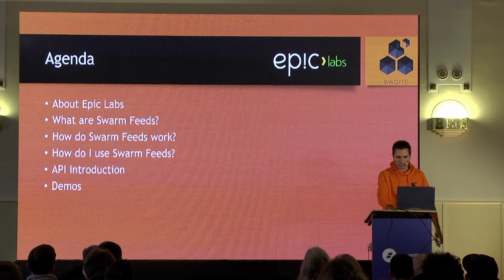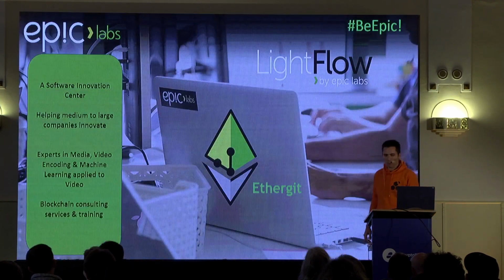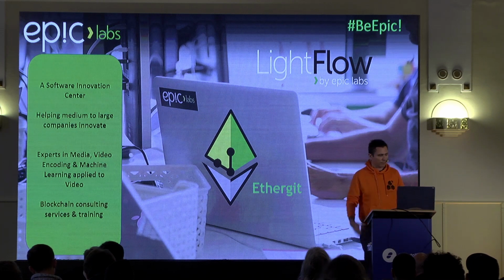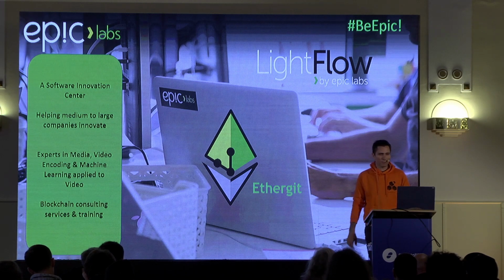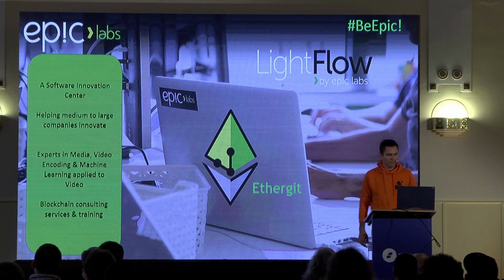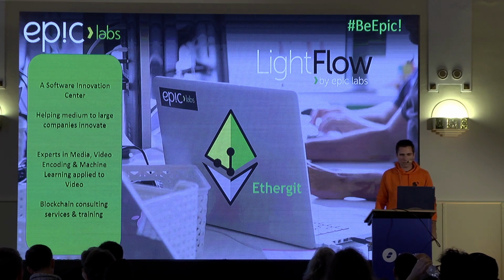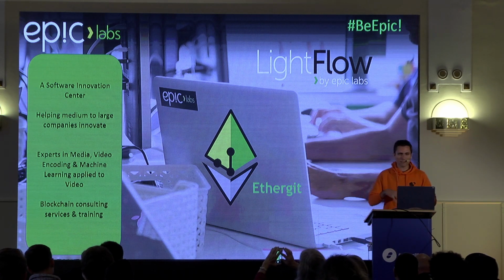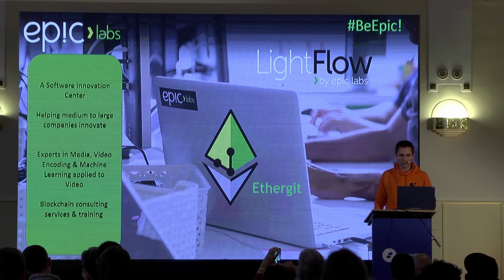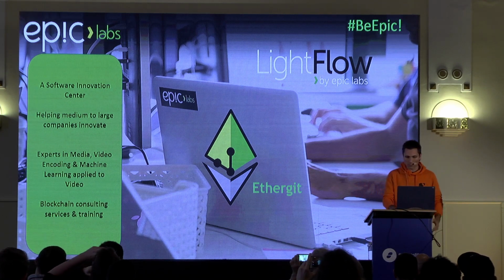So just a little bit about Epic Labs. We're a team of 25 engineers in Madrid, in Spain. We're a software innovation center. We help medium to large companies innovate. We're experts in video and video over the internet, encoding and machine learning applied to video technologies. But we also have a part of our company dedicated to blockchain consulting services and training. We're building also Ethergit, which is a tool to decentralize open source collaboration. And starting with this project, we finally started to contribute with the Swarm team.